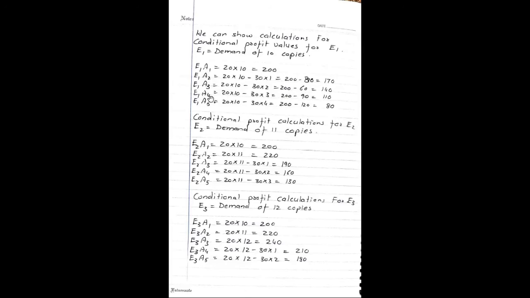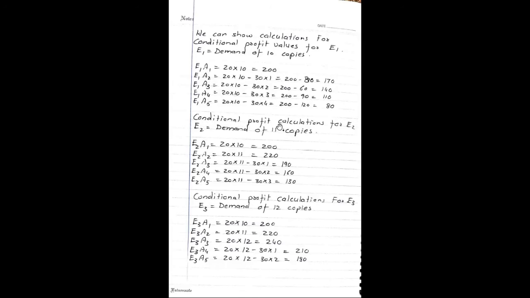E1, A4. E1 is demand of 10 copies. A4 is stock of 13 copies. So 3 copies will remain unsold. So 20 into 10 minus 30 into 3, which is equal to 200 minus 90. The answer becomes 110. Then E1, A5. Demand of 10 and stock of 14. So 4 copies will remain unsold. So 20 into 10 minus 30 into 4. The final answer becomes 80.